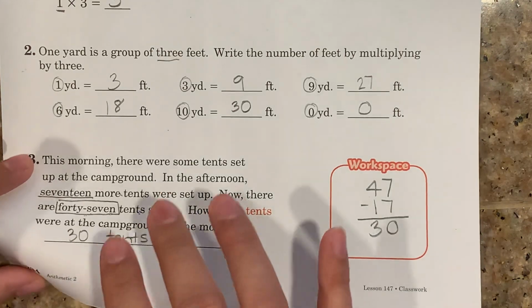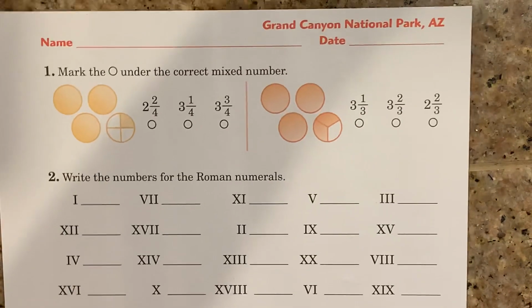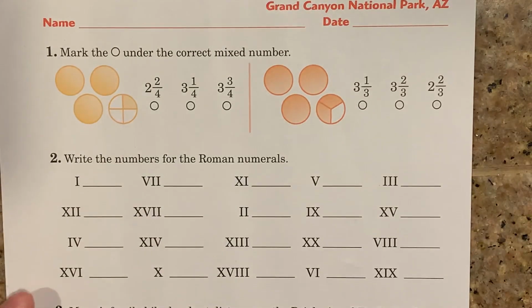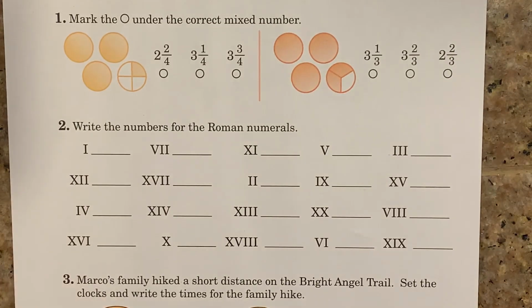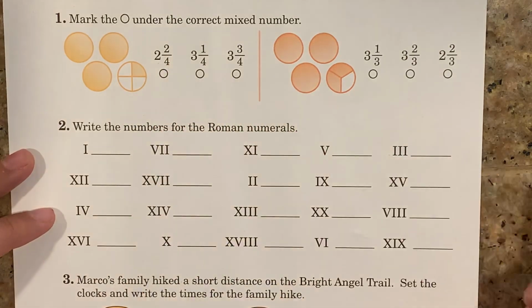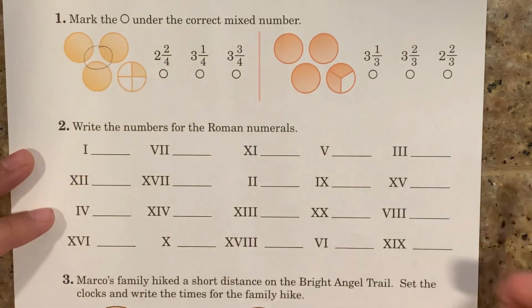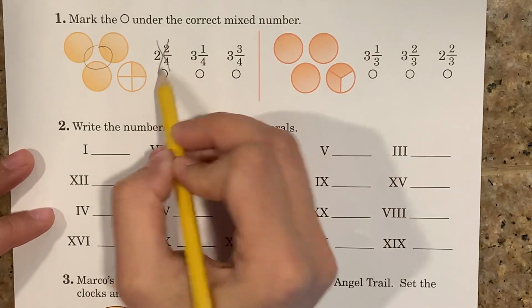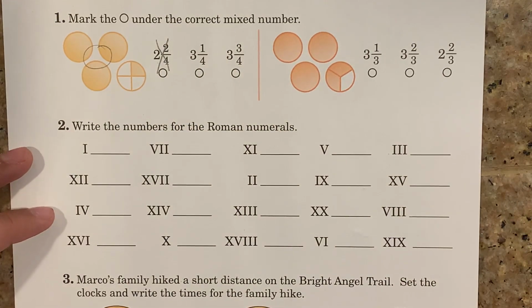Okay, now we're going to flip the page over and I'm going to go over page 293 with you. Number 1, mark the bubble under the correct mixed number. Now remember, mixed numbers mean that there is a whole number and a fraction. So our whole number for sure is 3. So we can cross that one out because, by process of elimination, that is not it.